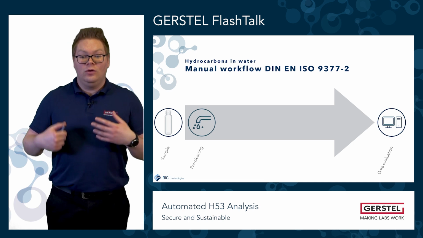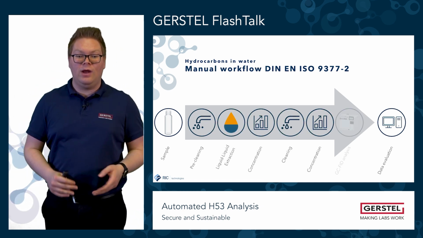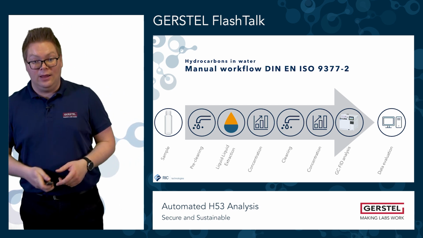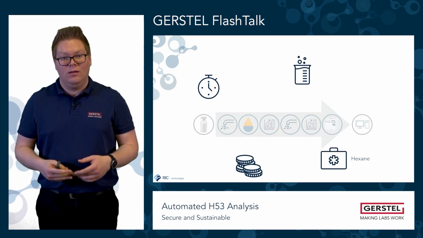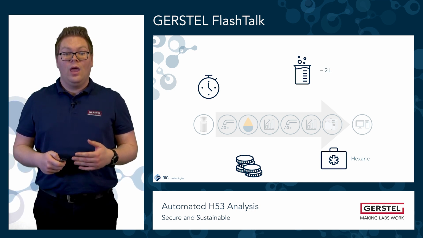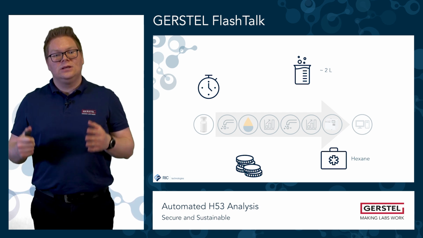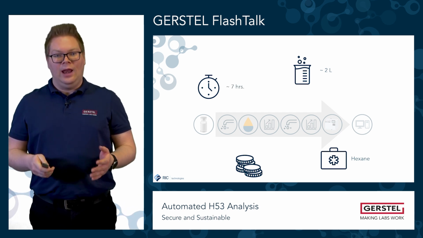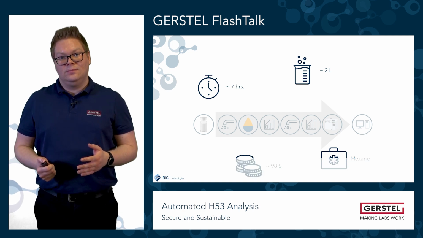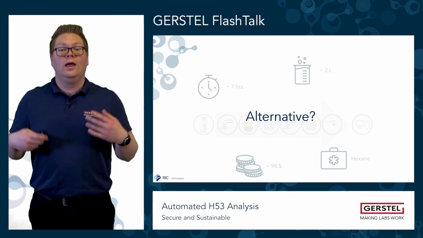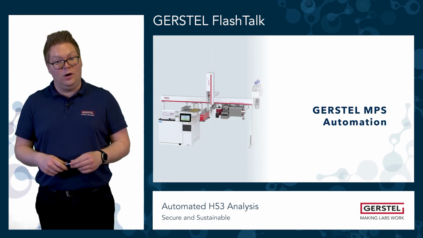From sample to the data evaluation, we have to go through several steps like liquid extraction, concentration and cleaning. For the manual workflow, we use a lot of hexane, about 2 liters. And the preparation of 12 samples needs 7 hours and costs about $98. Is there an alternative? Yes, there is the automation using the GERSTEL MultiPurpose Sampler.